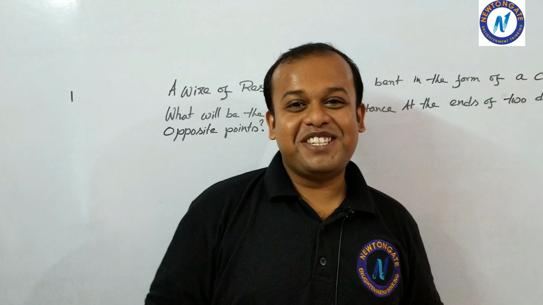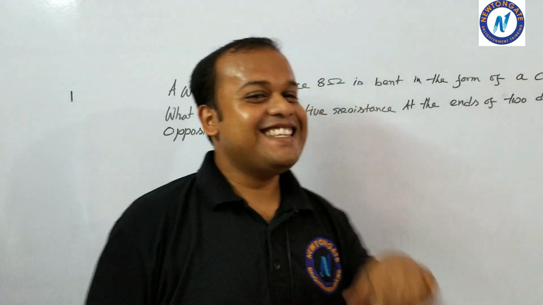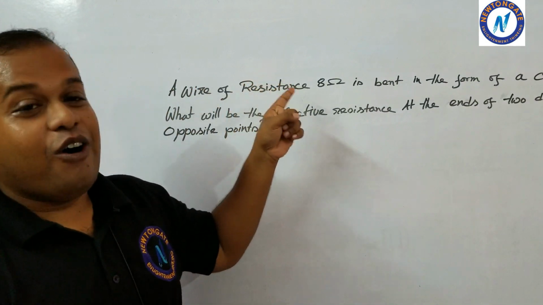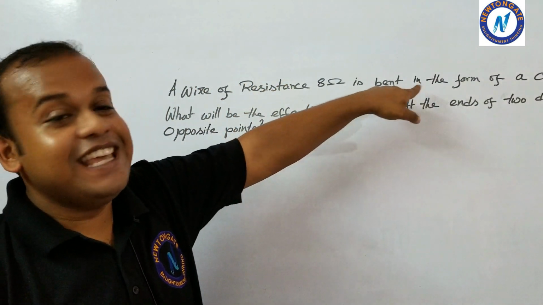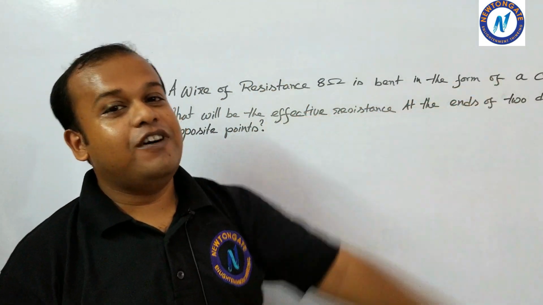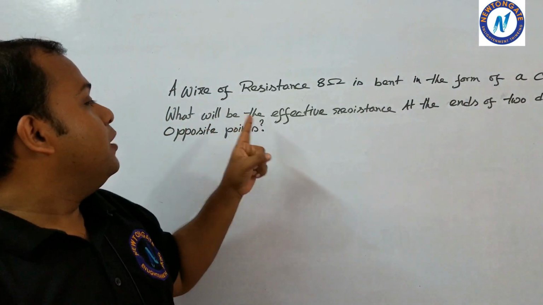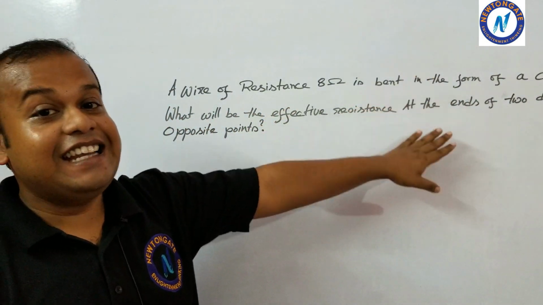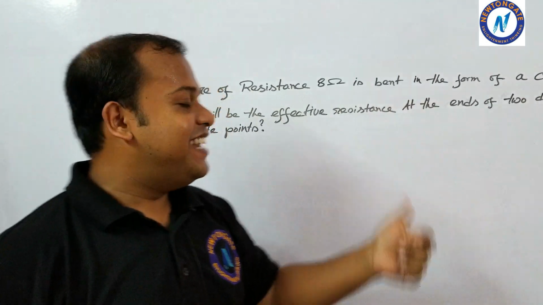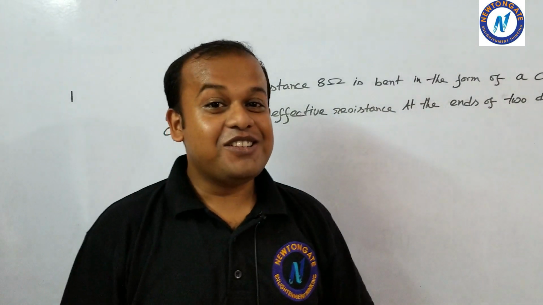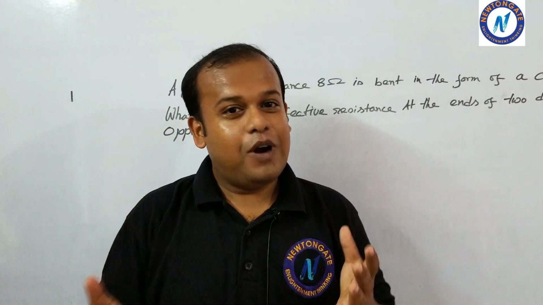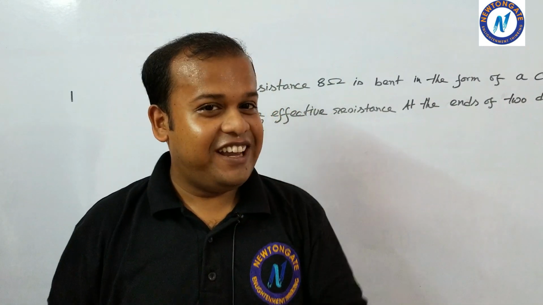So in the first question of the day, the question says that a wire of resistance 8 ohms is bent in the form of a circle. What will be the effective resistance at the ends of two diametrically opposite points? So let us try to find out what will be the effective resistance.